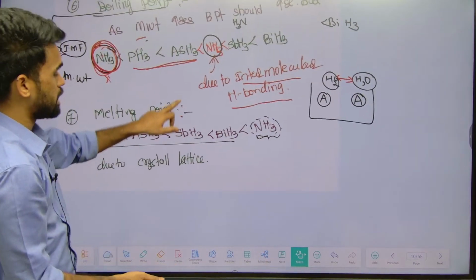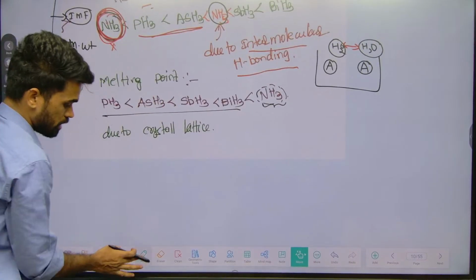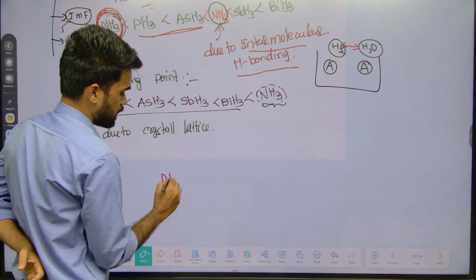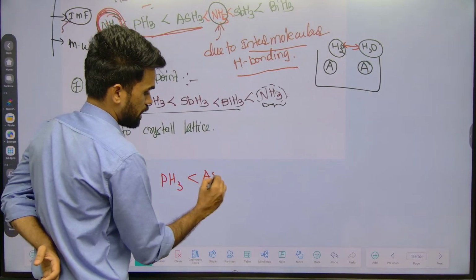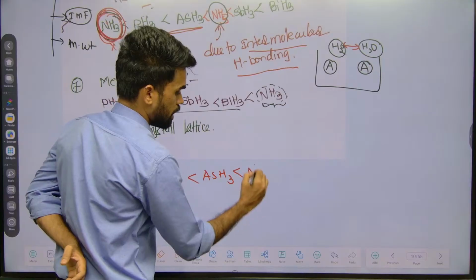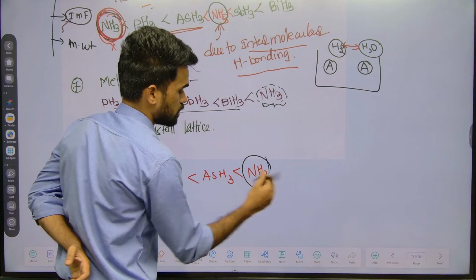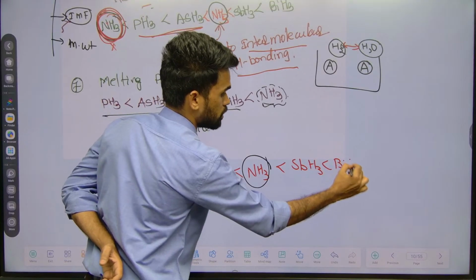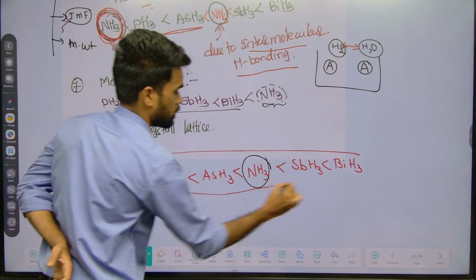Okay. Now once again tell me what is the boiling point order? Here I will write PH3, AsH3, here NH3. Please highlight this. Next, SbH3, BiH3.